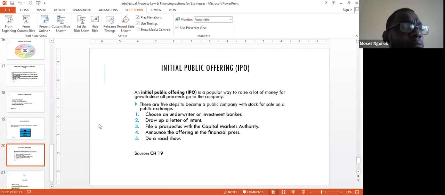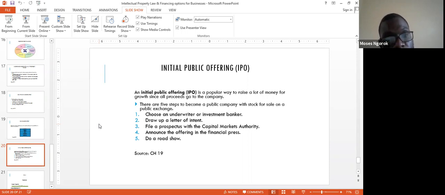So it allows businesses to raise capital for expansion. And also it's a good thing because it may enhance the reputation of the company with the community and the public generally, in the sense that if they feel like they own the company, then a lot of them will be swayed to buying your products and services. That's also another good thing about an initial public offering. So how do you go about doing this?